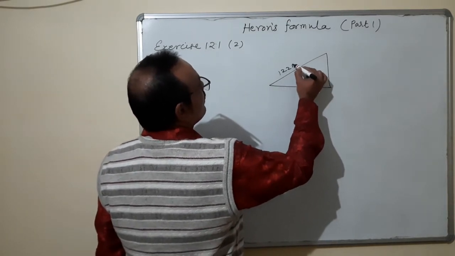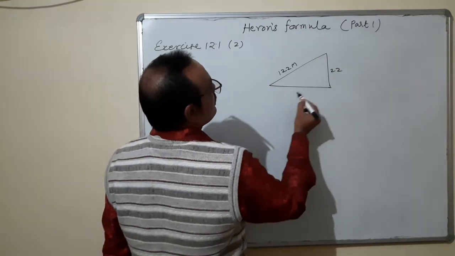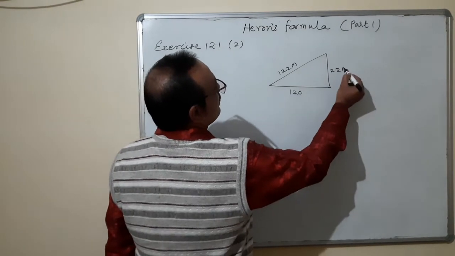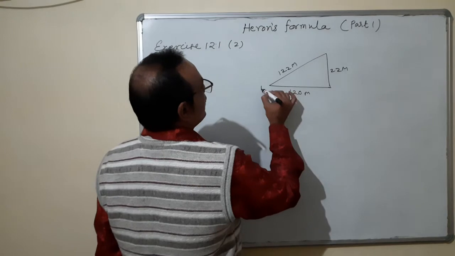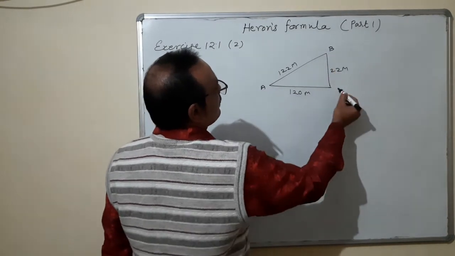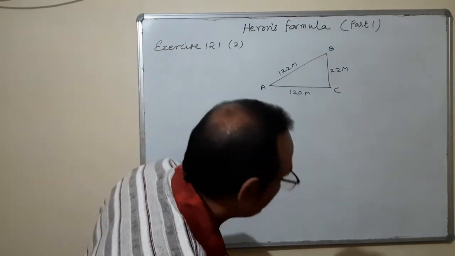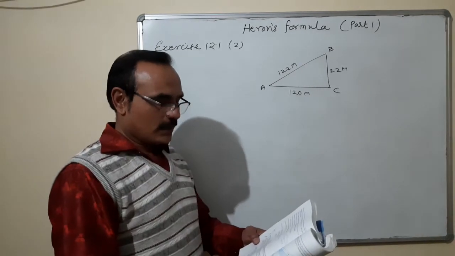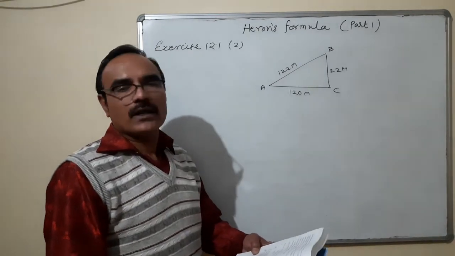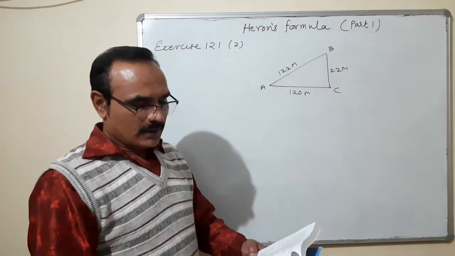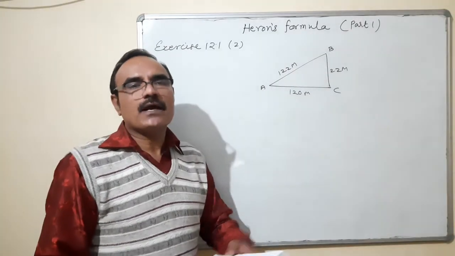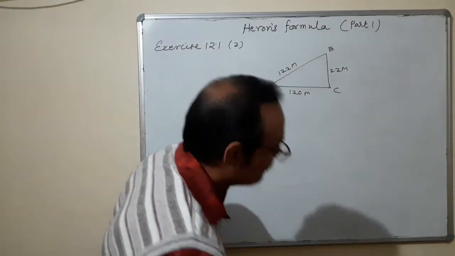122, 22 and 120 meter. These three sides of the triangle are given, 122, 22 and 120, and all are given in meters. Okay. So first of all we are finding the area of it. After that we will find the cost for 3 months.